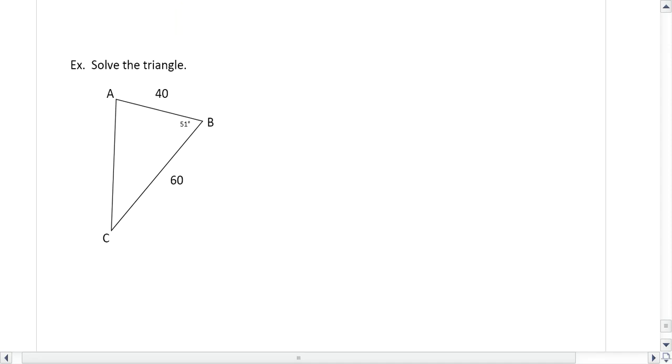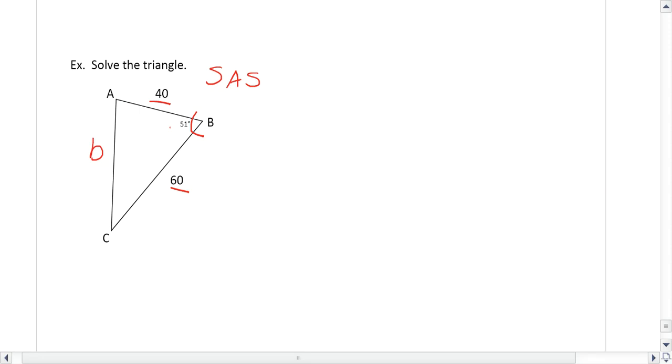And the reason I know that I'm going to be using the law of cosines is because I'm given this side, 40, I'm given this angle, B, and this side, and this angle is in between those two sides. So this is a side, angle, side, and I'm looking for the other two angles, A and C, and I'm looking for this side b.